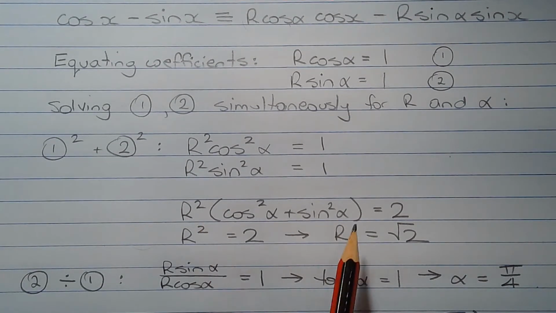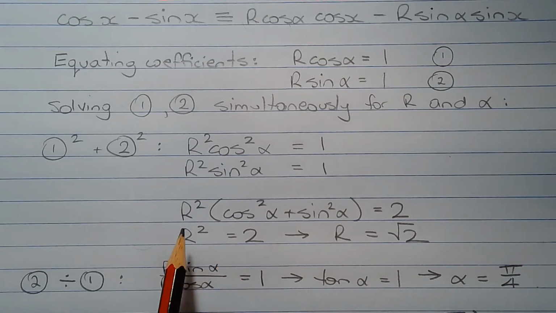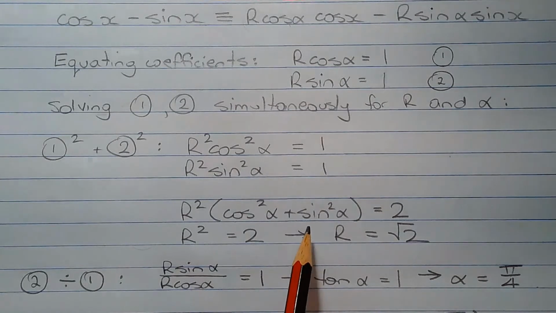And using a Pythagorean identity, cos squared alpha plus sin squared alpha equals 1. So we end up with r squared is equal to 2, taking the positive square root of both sides. Since r represents an amplitude, we have r is equal to the square root of 2.